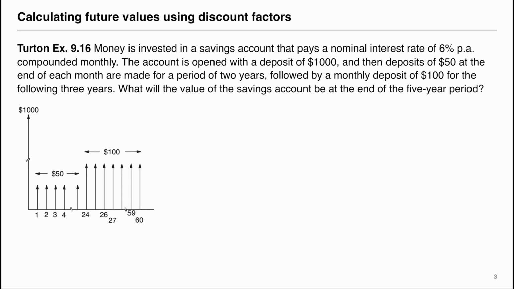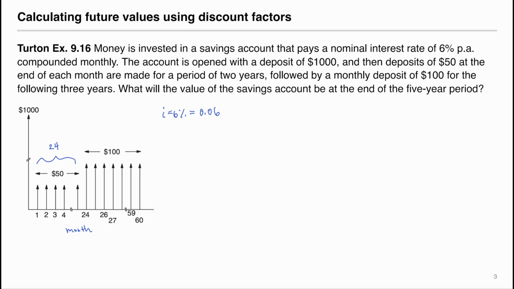In this example, we will use discount factors to calculate the future value. Money is invested in a savings account that pays a nominal interest rate of 6% per annum compounded monthly. So the interest rate is 6% annual, which goes to 0.06, and compounded monthly. So on the cash flow, the account is opened with a deposit of $1,000 initially, and then deposits of $50 for each month are made for a period of 2 years. This is 24 months.